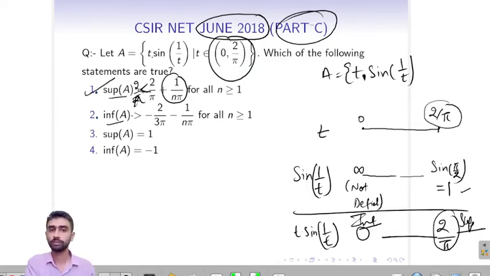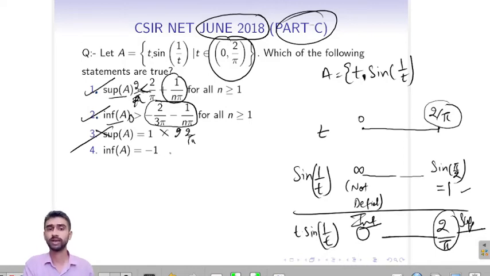Now infimum is 0. Now you can see on the right side, it is a negative term. So 0 is always greater than the negative term. So this will also be correct. Infimum is greater than this negative term. Now supremum is equal to 1. No, it is not correct. Our supremum is 2 by pi. So not correct.